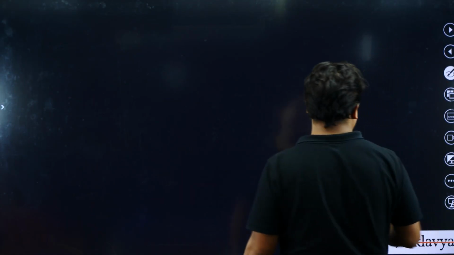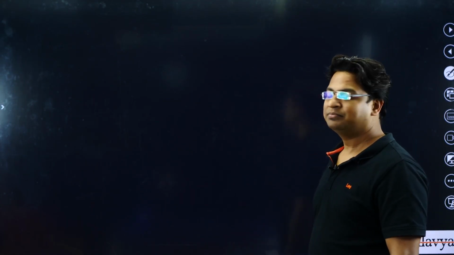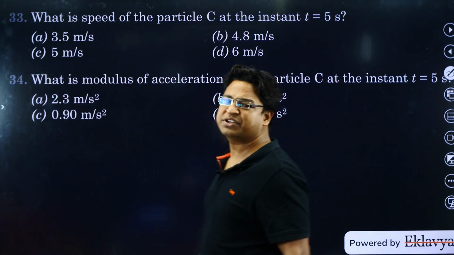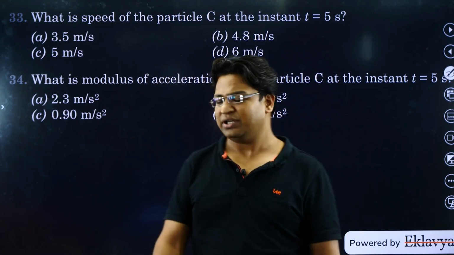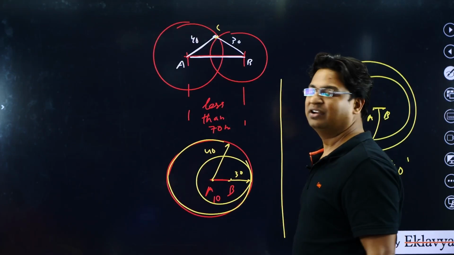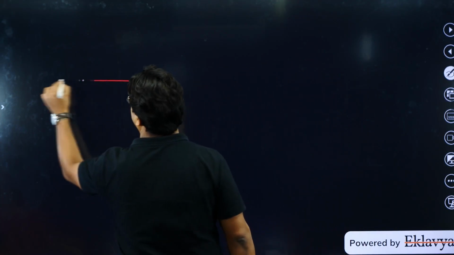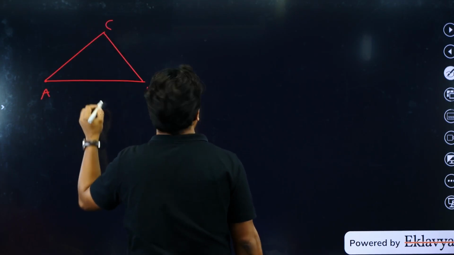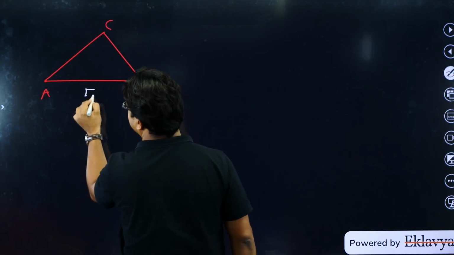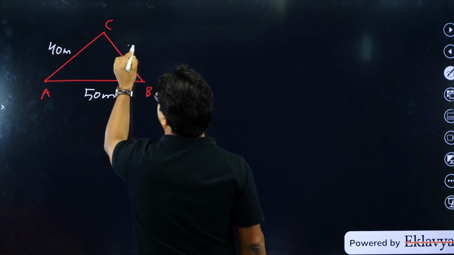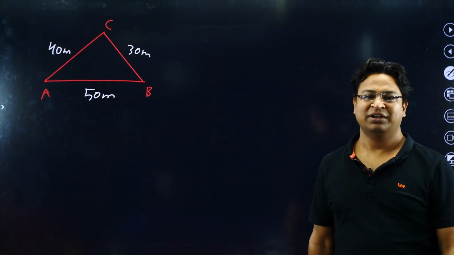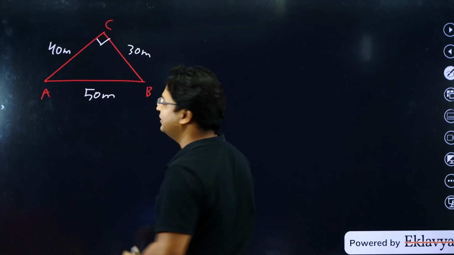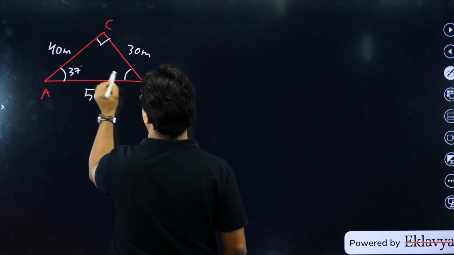So the next question. After 5 seconds, what will be the separation between A and B? That will be 50 meters. So if I draw the triangle ABC, do you see any speciality in this triangle, guys? This is A, this is B, and this is C. Notice that this is 50, this is 40, this is 30. Is this the good old triangle that we all know? 30, 40, 50. This angle will be 90 degrees, this angle will be 37 degrees, this angle will be 53 degrees.